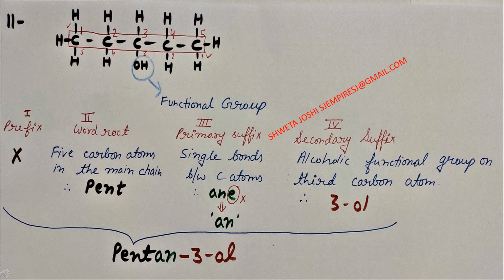Since in this case OH, that is the alcoholic functional group, is present, we have to write down ol for that. Now in this case, we can number the chain either from the right hand side or from the left hand side, because in both cases we will get the OH group attached to the third carbon atom. So its IUPAC name will be pentan-3-ol. 3 is the position of the OH functional group in this case.